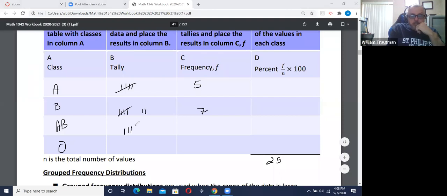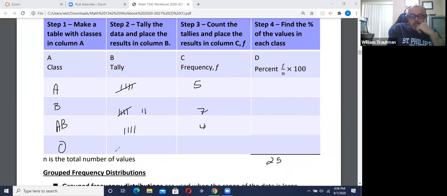One, 2, 3, 4 AB's and 9 O's. 5, 6, 7, 8, 9. So when you add these up, you should get 25. 5 and 7 is 12, and 4 is 16, and 9 is 25. So yes, they do add up to 25. So it looks like I put everybody in the right category, and I counted for 25.